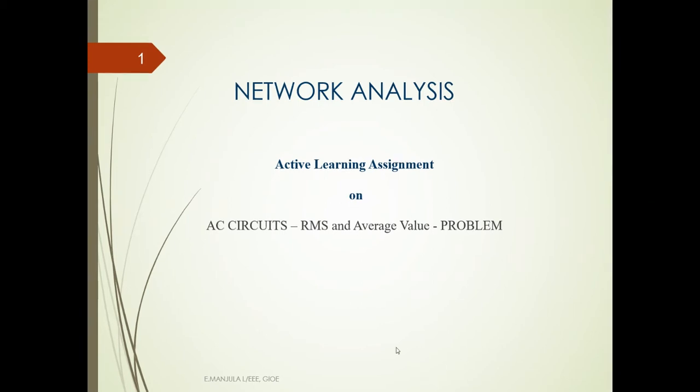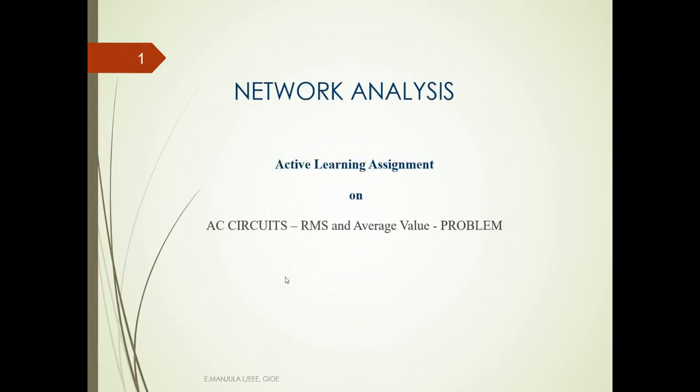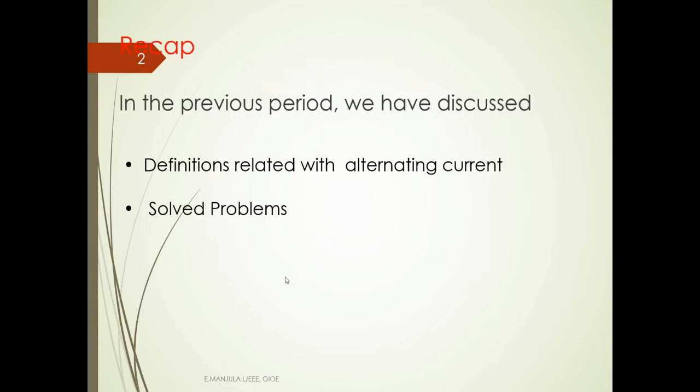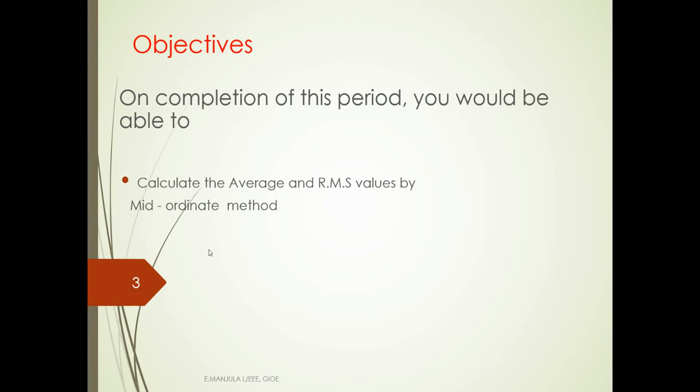Today we will discuss the RMS and average value and a problem on it. In a previous session, we discussed the various definitions related to alternating quantities, and we solved some simple problems also. In this session, we are going to calculate the average and RMS value by the mid-ordinate method.